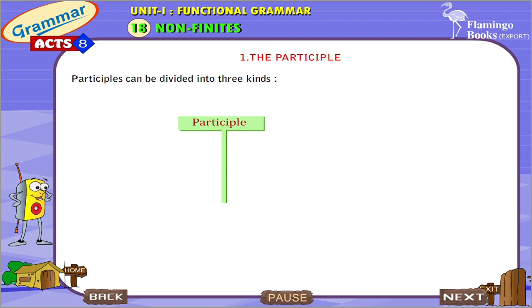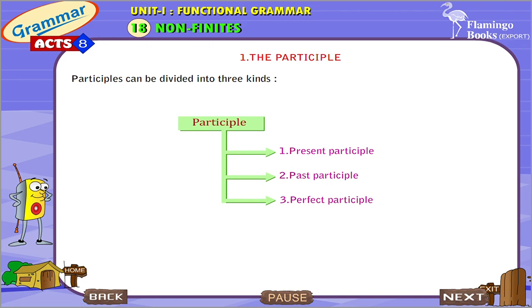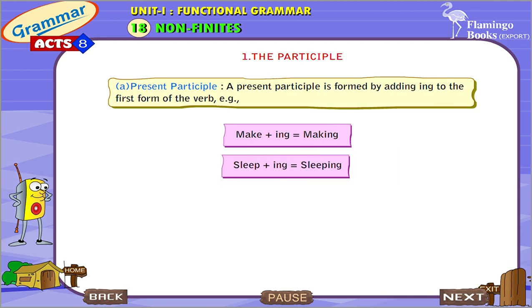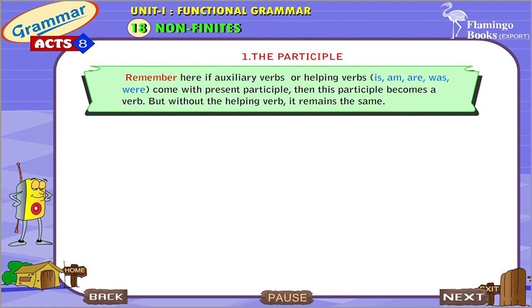Participles can be divided into three kinds: present participle, past participle, perfect participle. Present participle. A present participle is formed by adding ing to the first form of the verb. Example: make plus ing is equal to making. Sleep plus ing is equal to sleeping. Walk plus ing is equal to walking. Remember, here if auxiliary verbs or helping verbs is, am, are, was, were come with a present participle, then this participle becomes a verb. But without the helping verb, it remains the same.